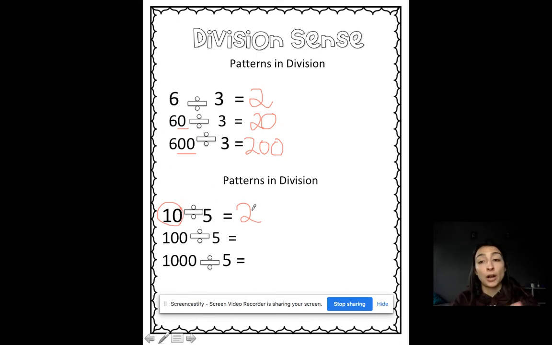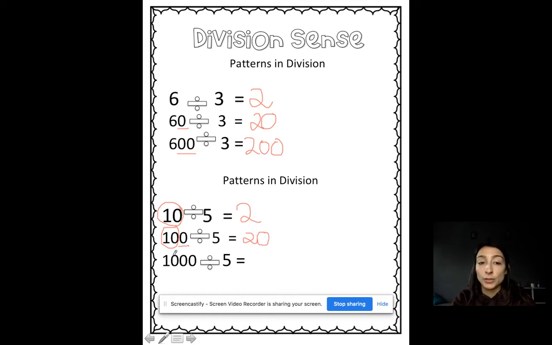So this time we're not going to keep adding the zeros. We have to make sure we find our 10 first. So 10 divided by 5 equals 2. And then how many zeros are outside of the 10? There's only 1 zero outside of the 10, so it equals 20.